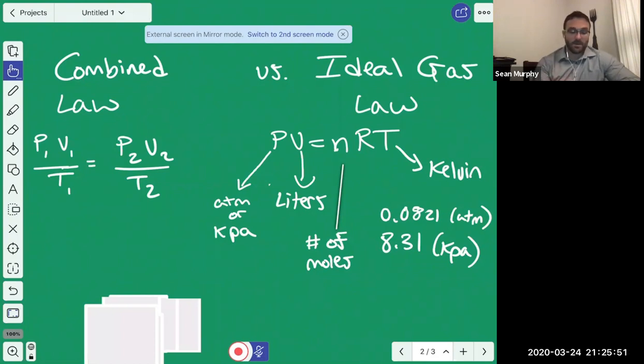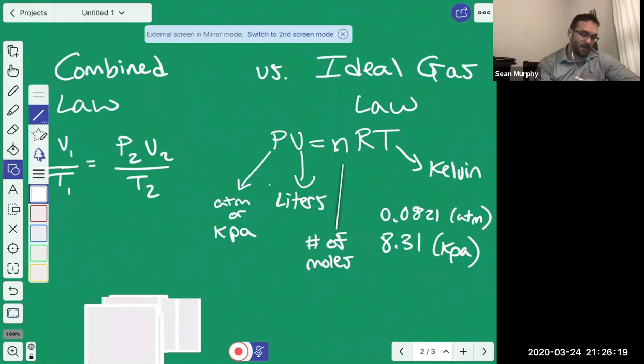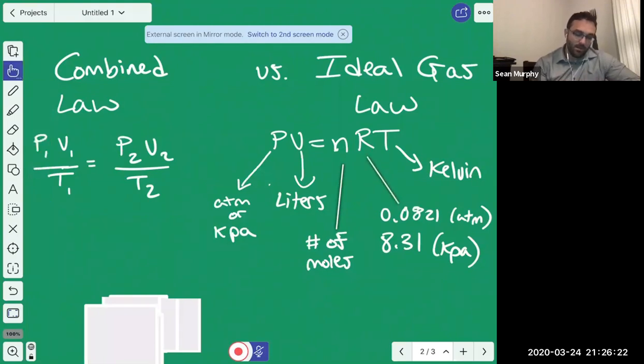It actually has a couple more, but since we're only focusing on atmospheres or kPa for our pressure units, we're going to only have two numbers to pick from. When it's in atmospheres, we're going to pick 0.0821. When our units for pressure are in kPa, then we're going to pick 8.31. So reminder, when it's in atmospheres, we're going to use 0.0821. When our pressure is in kPa, we're going to use 8.31.